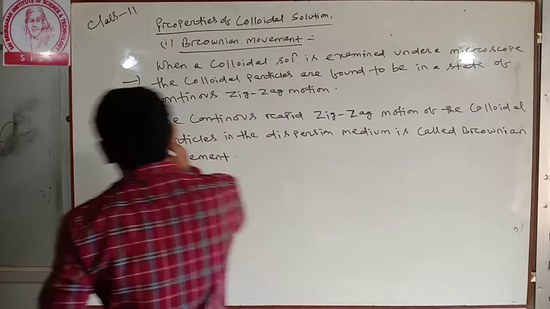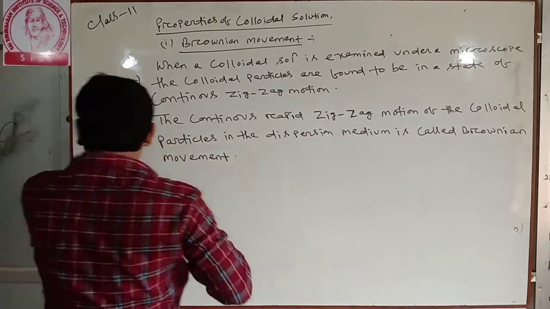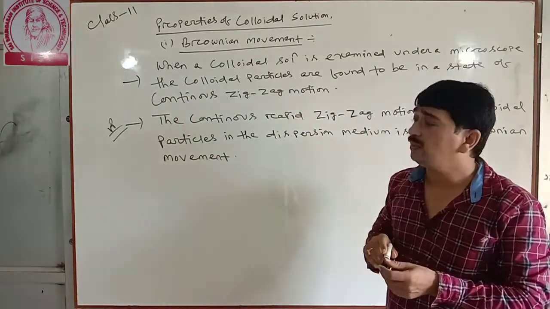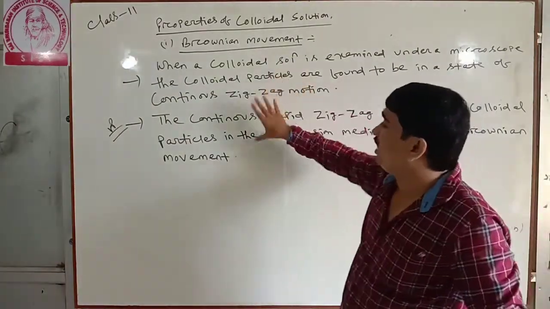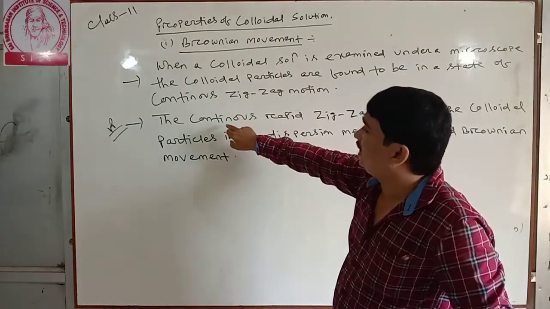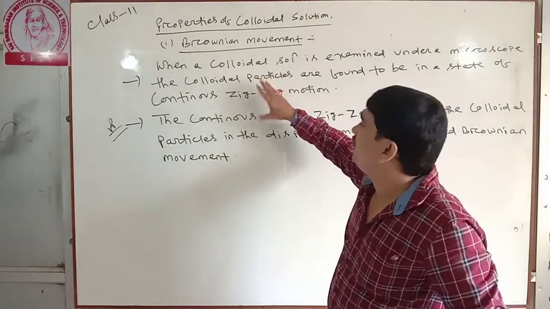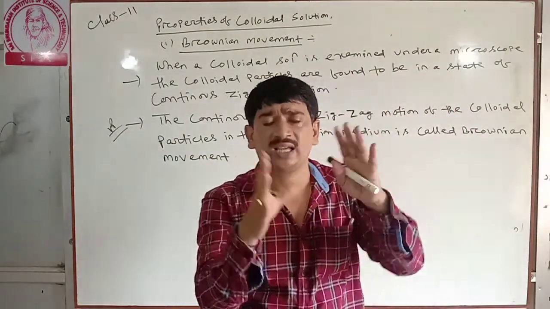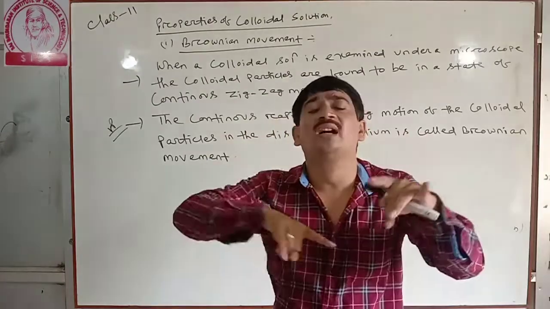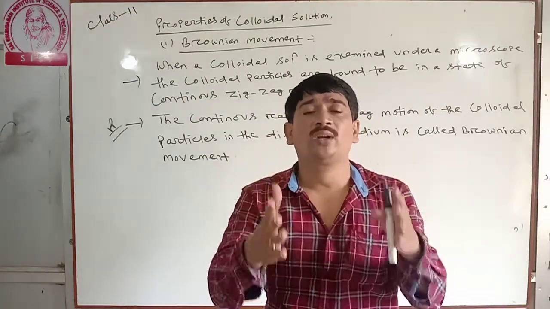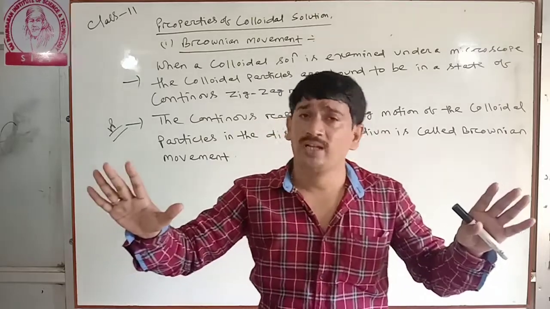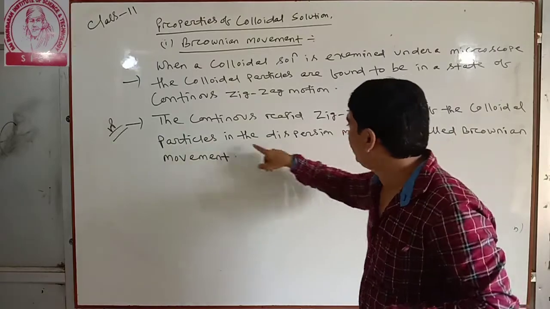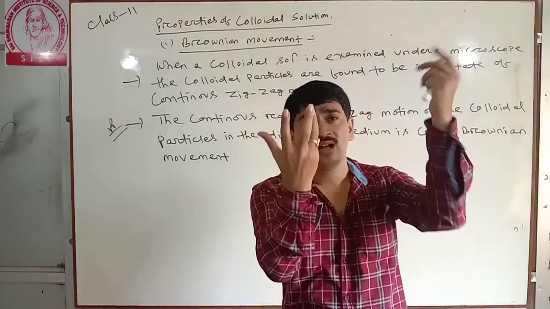This is very important. You can get this question this year: what is Brownian movement? So when you write about Brownian movement, you must remember and write these first two points. Simply, the first point I am explaining: when we observe a colloidal solution, we see under a microscope that its particles move in rapid zigzag motion. Clear? Second, what we said: the continuous rapid zigzag motion of the colloidal particles in the dispersion medium.